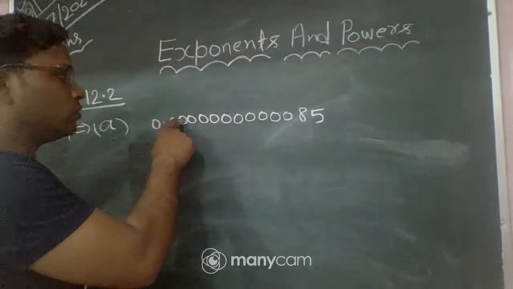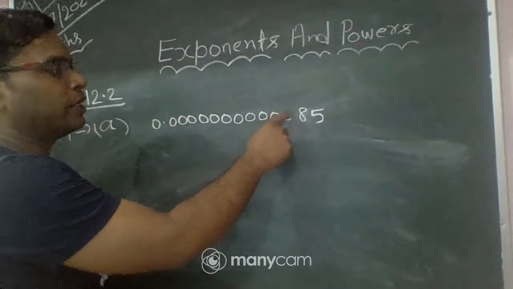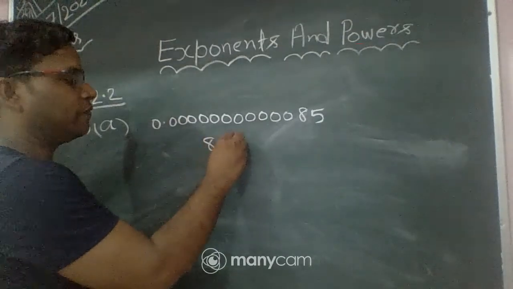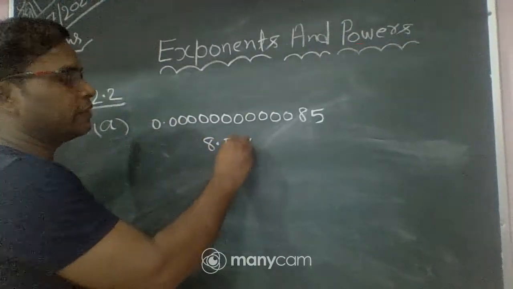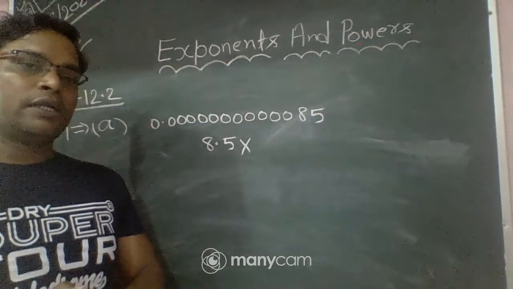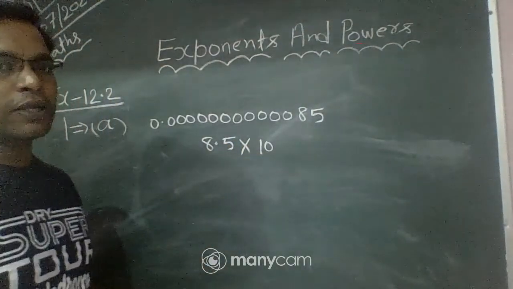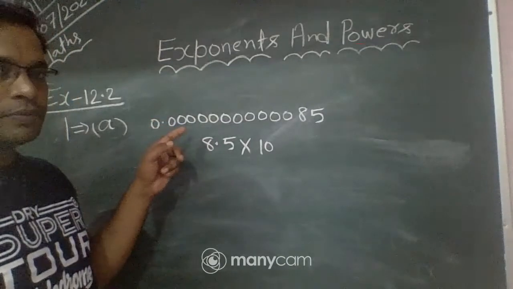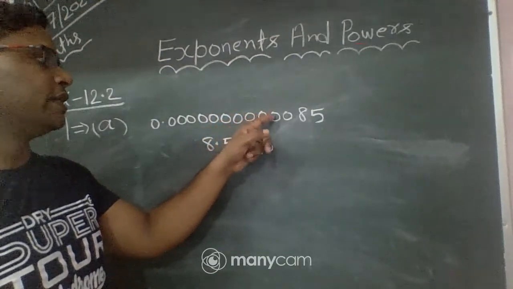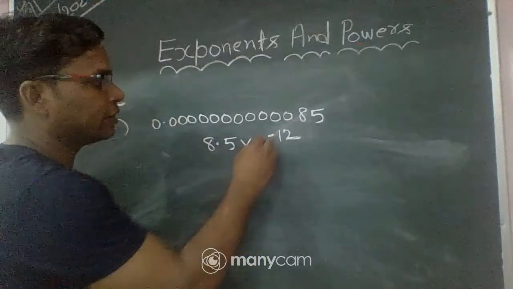Count: 1 2 3 4 5 6 7 8 9 10 11 12. So you can write 8.5. The decimal moved to the right-hand side, so the power of 10 is minus. How many digits did it move? 12. So you write here minus 12. Clear?